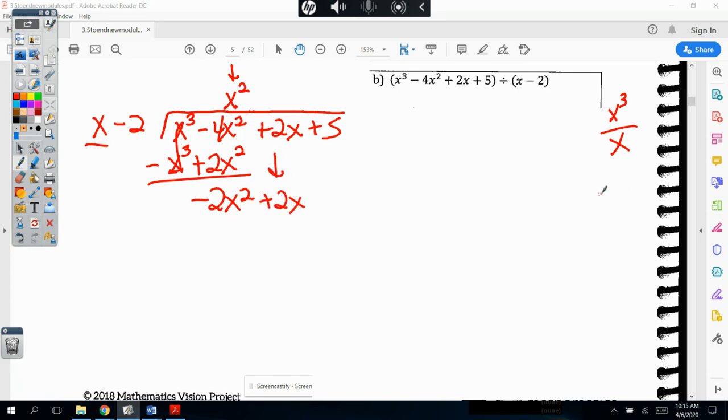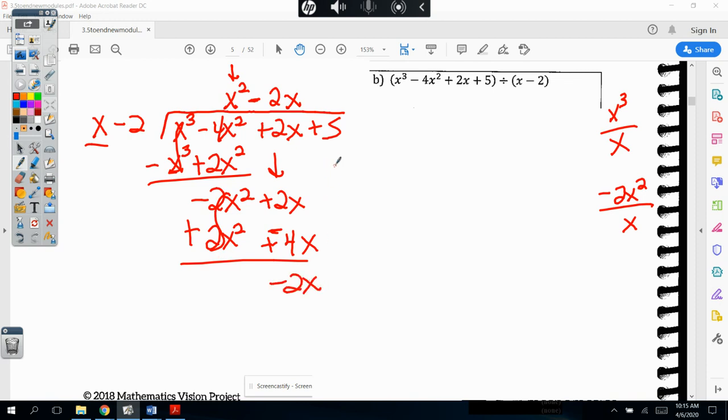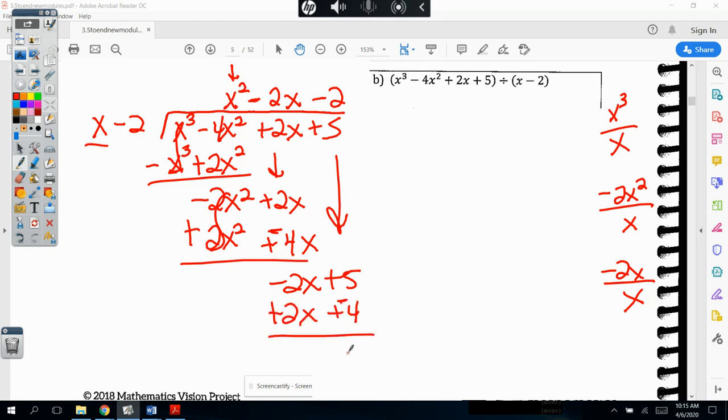How many times does x go into negative 2x squared this time? And this time we will have negative, so be careful. It'll be a negative 2x times. So it's a negative 2x squared. It'll be a plus 4x. Change the signs or subtract all the pieces, and we will get a negative 2x. Drop down your plus 5. How many times does x go into negative 2x? That is a negative 2. Multiply down, negative 2x plus 4. Change the signs, and we are going to get a remainder this time of 1.